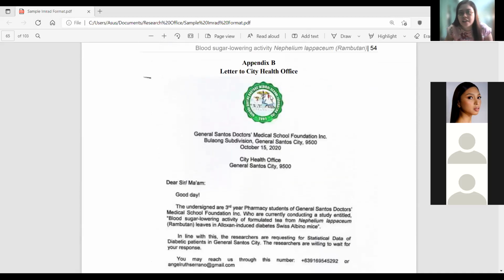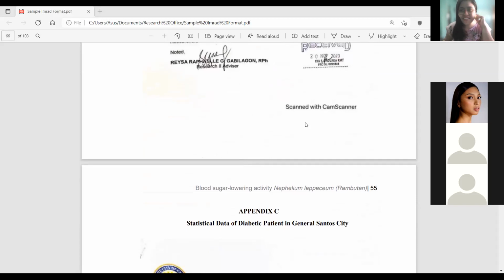And then this one is a letter to the City Health Office, because in the introduction, I asked you to include statistics internationally, nationally, and locally. And they had a problem looking for literature about the statistics of diabetes in General Santos City. So what they did is they personally asked for the statistics from the City Health Office, thus the letter. They had the letter forwarded to the City Health Office just to ask for the statistics of diabetes.